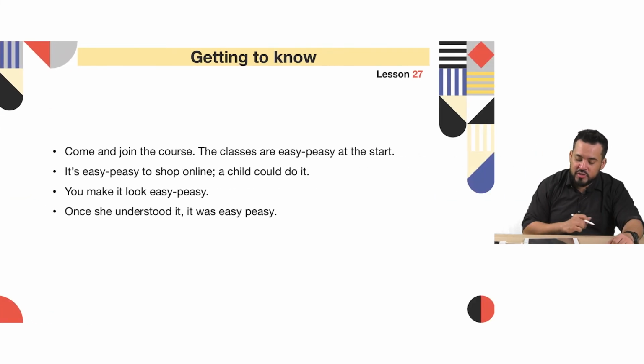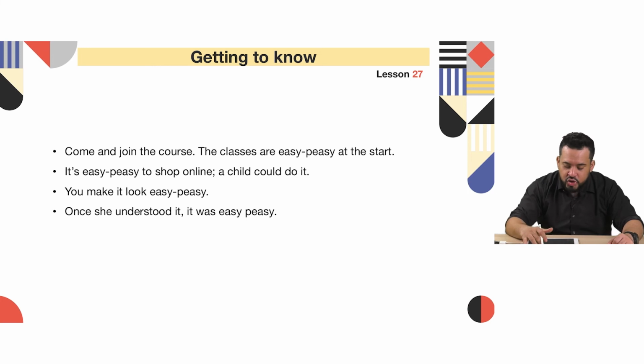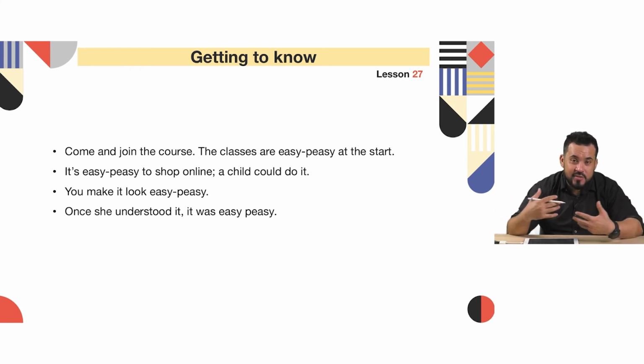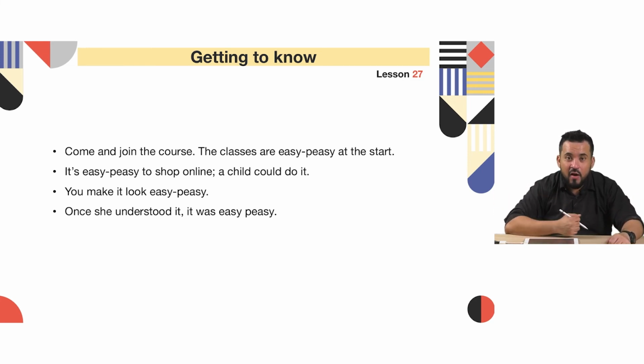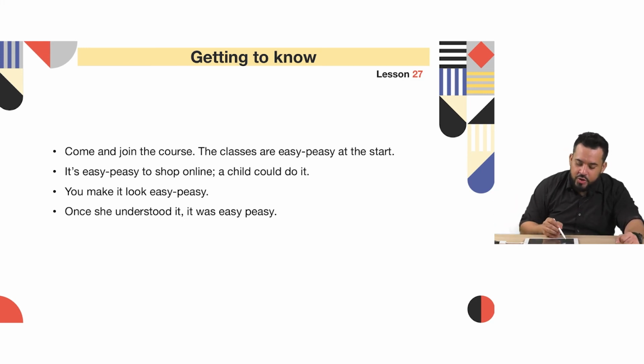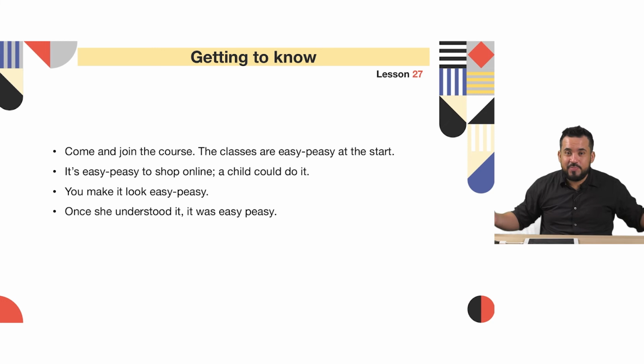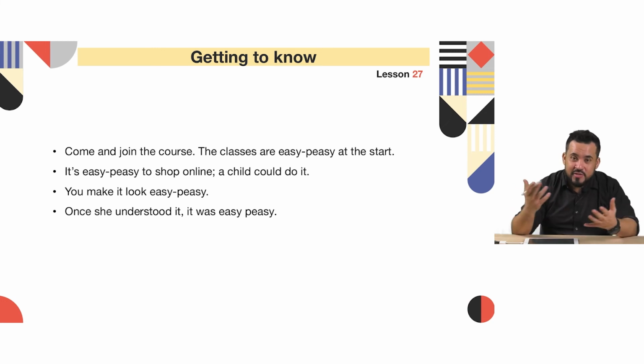Right? So simple. Come join the course. The classes are easy peasy at the start. Then they get harder. It's easy peasy to shop online. A child could do it. Anybody could shop online. It's so easy. You make it look easy peasy. Once she understood it, it was easy peasy. So easy peasy means something very simple to understand and to do. Okay.